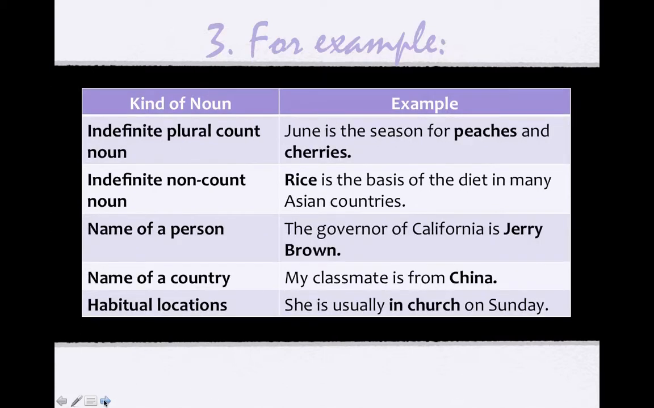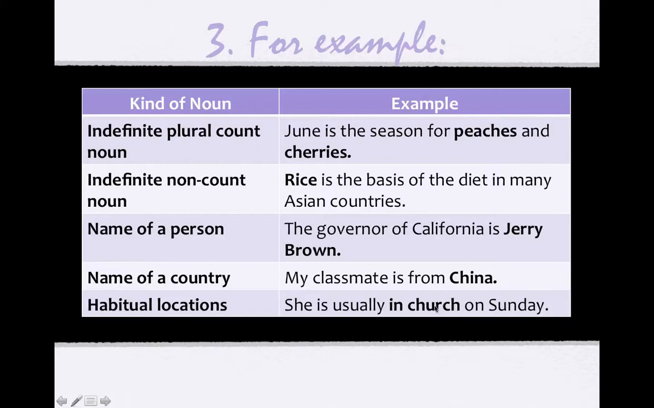Here's another set of examples. June is the season for peaches and cherries. These are indefinite plural count nouns. Rice is the basis of the diet in many Asian countries. This is an indefinite non-count noun. The governor of California is Jerry Brown. Here's the name of a person with no article. The name of a country, my classmate is from China. No article.